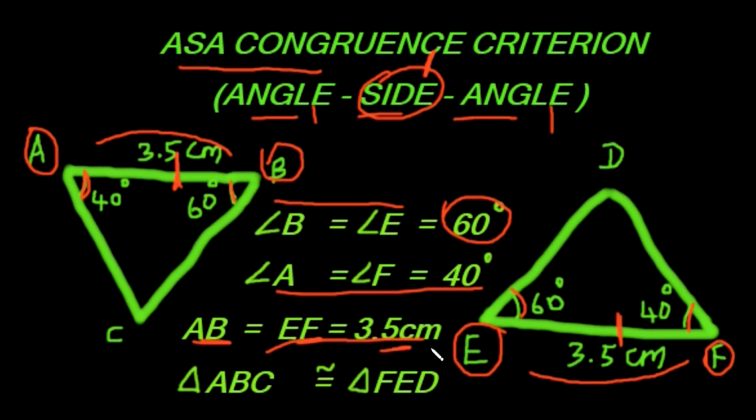When it comes to congruency, see, triangle ABC is congruent to triangle FED. Let's see how we write this. So in the place of A, see, angle A equal to angle F. So we can write F in the place of A. Now angle B is equal to angle E. So we can write E in the place of B. What is left of C? So we can write D in the place of C. So it is triangle ABC congruent to triangle FED by ASA congruence criterion.